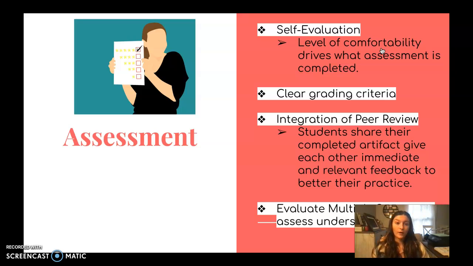I know that the framework that we've read about suggests that we should have very clear templates that students follow when it comes to how they're being assessed, such as rubrics, and that was established within the classroom culture. There was integration of peer review. So I had students share their completed work or artifact to each other, and they would give each other immediate and relevant feedback to better their practice. And I could do this through just breakout rooms, having students actually share out with the whole class if they didn't mind being a little vulnerable. And this was great so students can gain multiple perspectives.